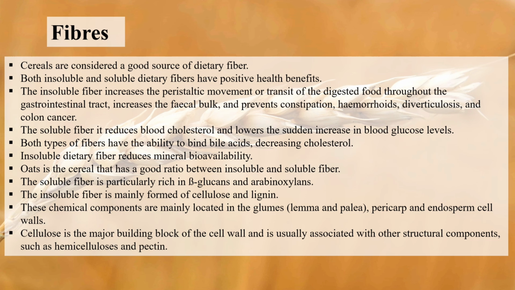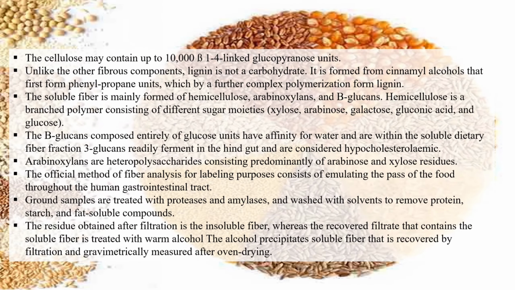Insoluble dietary fiber reduces mineral bioavailability. Oats is the cereal that has a good ratio between insoluble and soluble fiber. The soluble fiber is particularly rich in β-glucans and arabinoxylans. The insoluble fiber is mainly formed of cellulose and lignin. These chemical components are mainly located in the glumes, lemma and palea, pericarp, and endosperm cell walls. Cellulose is the major building block of the cell wall and is usually associated with other structural components such as hemicelluloses and pectin. The cellulose may contain up to 10,000 β-1,4-linked glucopyranose units.